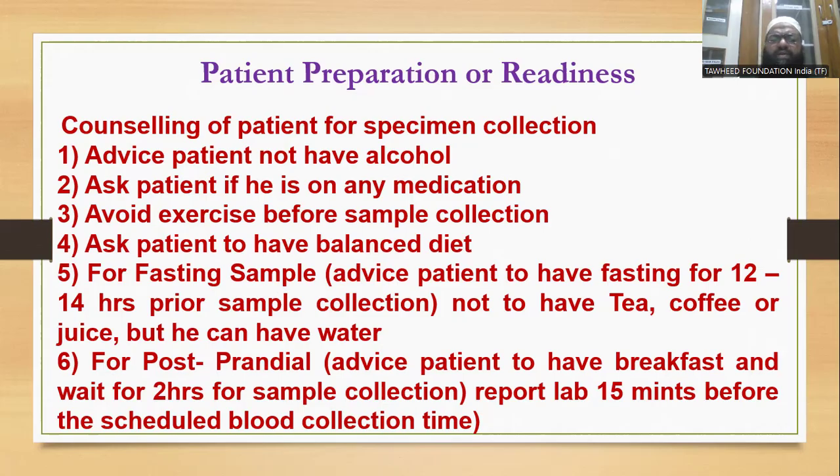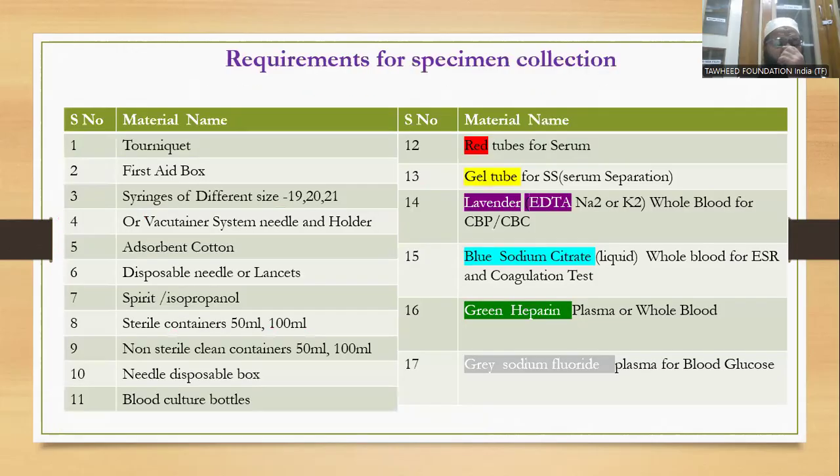For postprandial, advise the patient to have breakfast and wait for 2 hours for sample collection. Report to the lab 15 minutes before the scheduled blood collection time. It is important. There also we have to check whether the patient has had breakfast and has completed the proper timings or not. Okay. So coming to requirements for specimen collection.